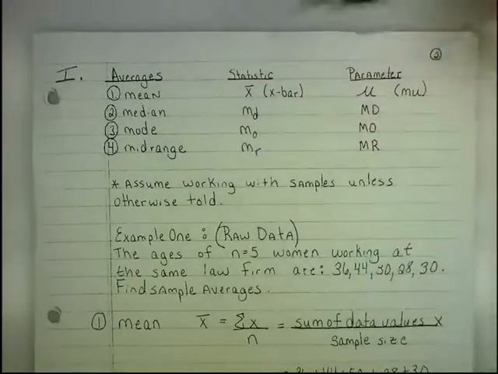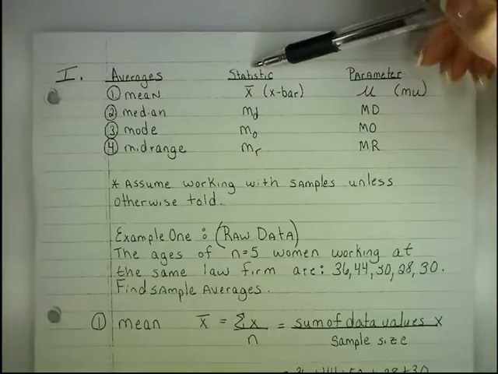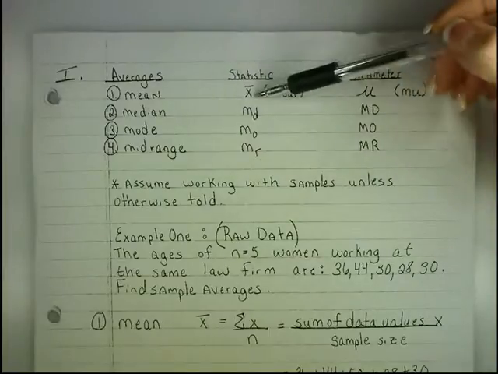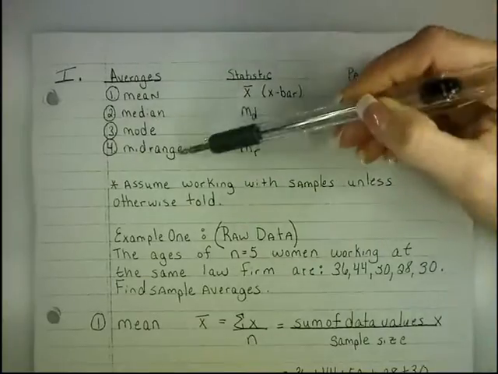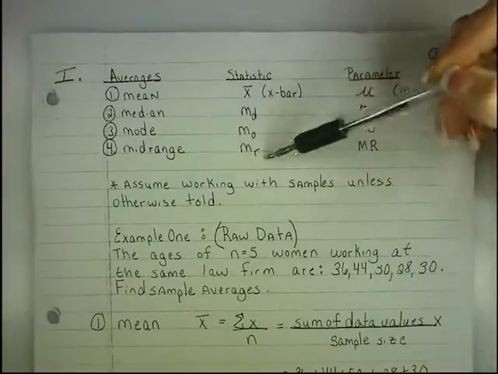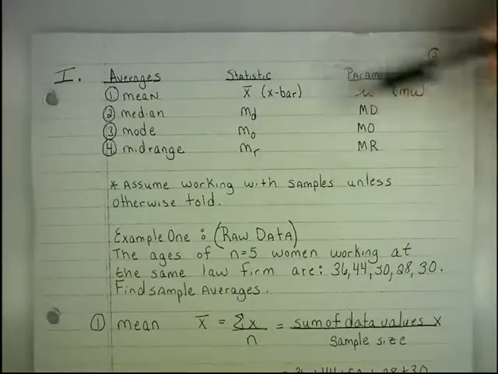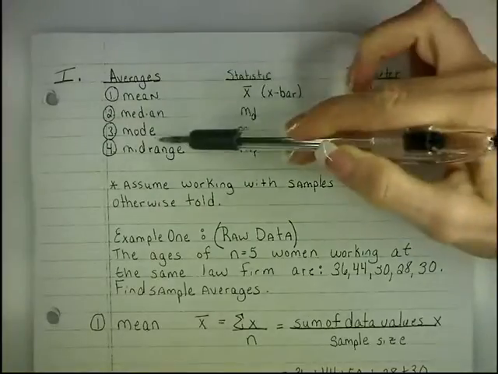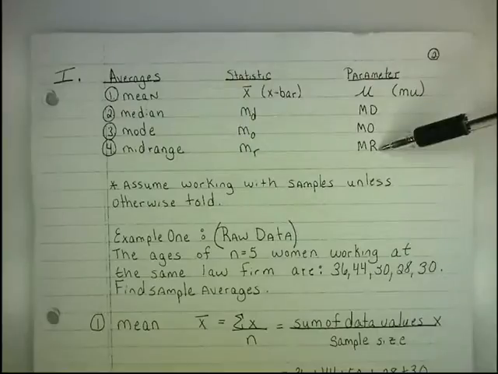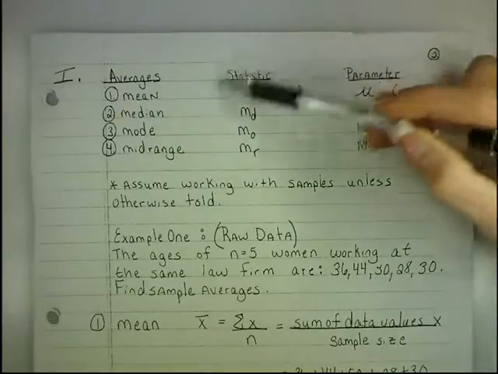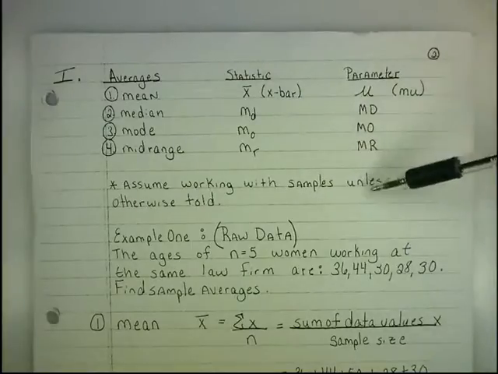Now, a statistic versus a parameter. Remember, we work with samples unless told otherwise. So the sample mean is X bar, the sample median is M sub D, sample mode is MO, and sample mid-range is M sub R. Population mean is mu, and that is a Greek letter. Population median is capital M, capital D. Population mode is MO, capital. And population mid-range is MR, capital letters. Again, we work with these symbols most of the time because we work with samples unless otherwise told.